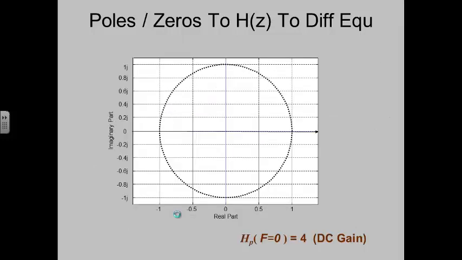All right. Let's take a simpler example. Here's a pole zero diagram. Here's the system, and I'll give you one piece of information. The DC response, the discrete time Fourier transform evaluated at f equals 0, has a value of 4. From that, I can recover the difference equation. How do we do that?